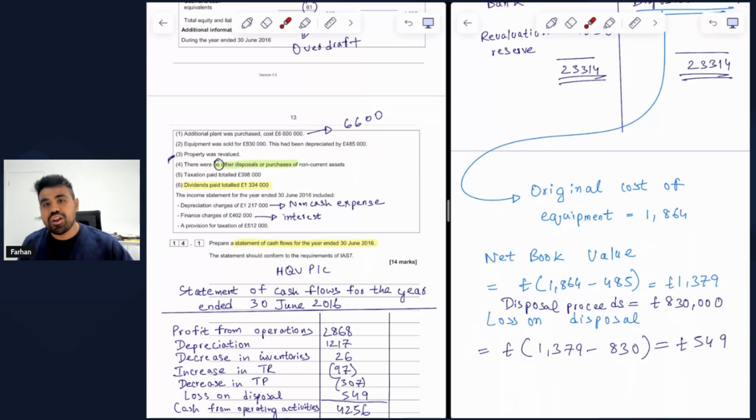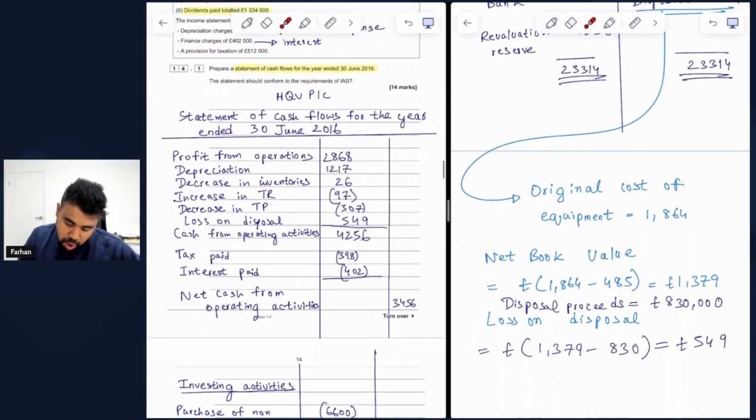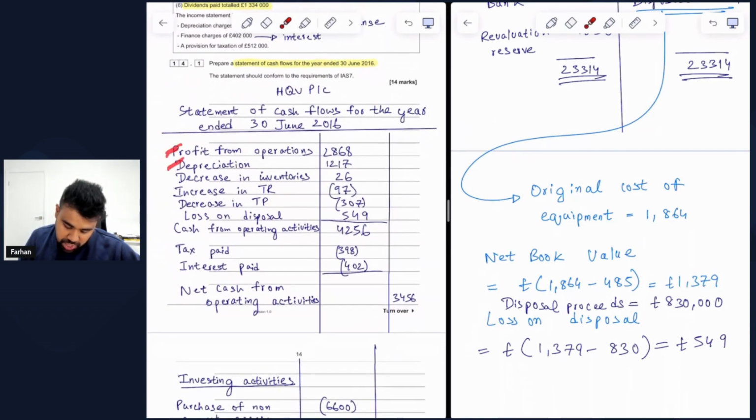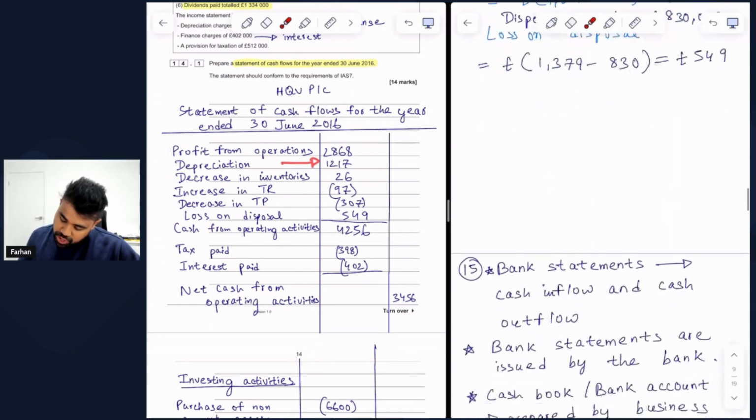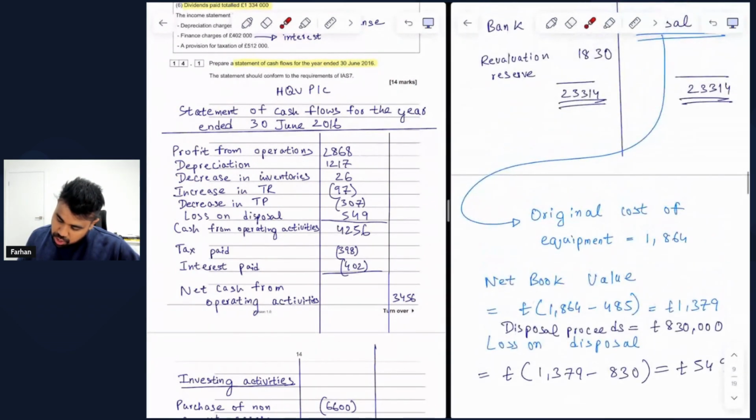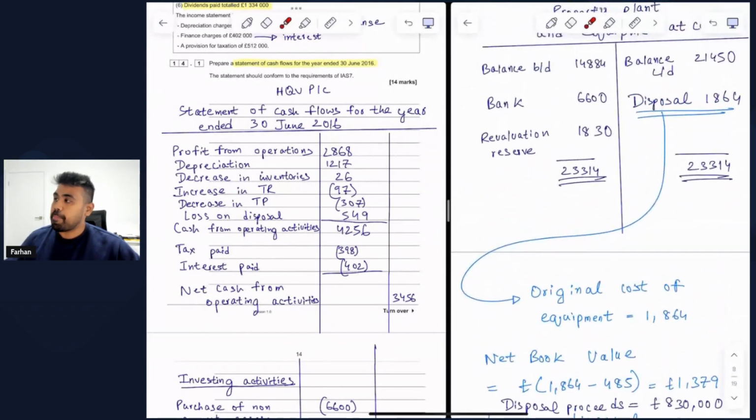And because it's a non-cash expense, we have to add it back in the cash flow statement to our profit. So that is why you can see profit from operations, add back depreciation, and then add back loss on disposal. This should have been included here, but when I was preparing this, I remembered this later. So it doesn't really make any huge difference. So what about the depreciation of £1,217? That is something I will show you now.